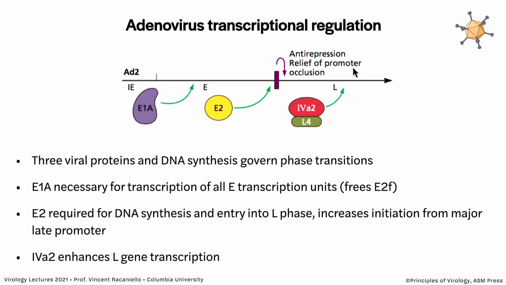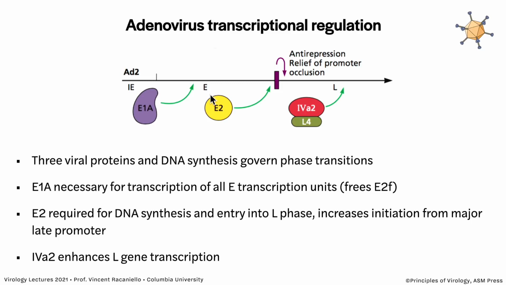The viral DNA gets in. Here's our timeline again. The promoter that's active upon entry of DNA is the immediate early promoter, which results in the synthesis of immediate early proteins, including E1A. E1A is necessary for transcription of the early genes. And we're going to see the mechanism for that in a moment.